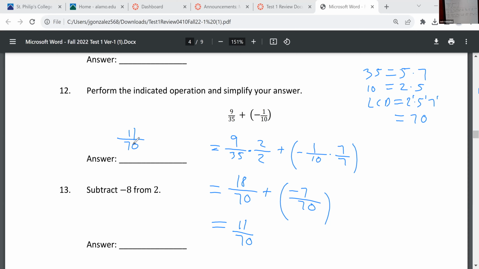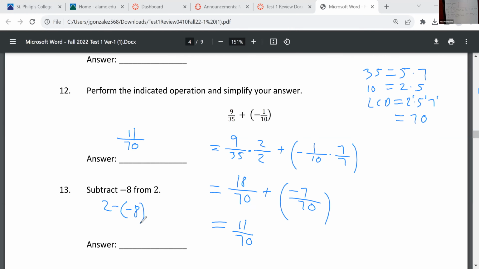Now that we've been doing translations, how do you write this as just a math problem? Subtract negative 8 from 2. Which one goes first? -8 first. 2 minus 8. You guys disagree? 2 from -8. Oh, it's subtracting this from this.